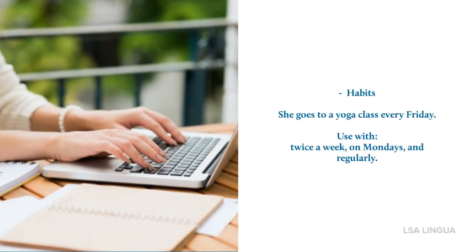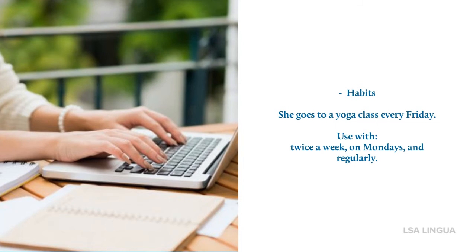Moreover, we use the present simple to indicate, for example, that we have habits when we engage in social talk. So an example of that would be, well, she goes to yoga class every Friday. So we use this with time markers like twice a week, on Mondays, and regularly. We also use the present simple to indicate future timetables. So for example, our train leaves in an hour. We use that with afternoon and today.